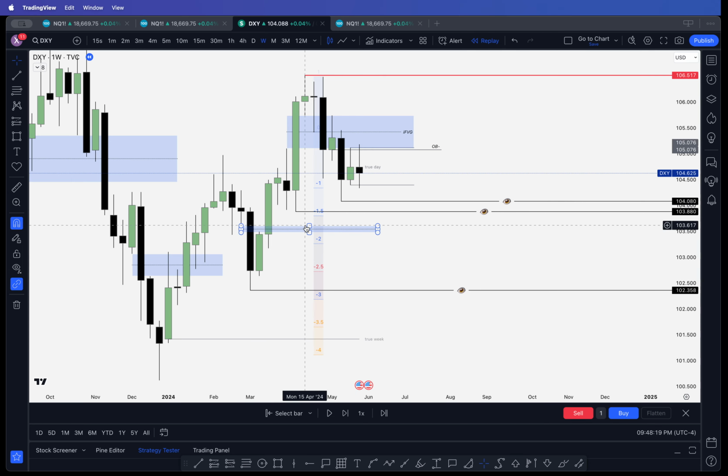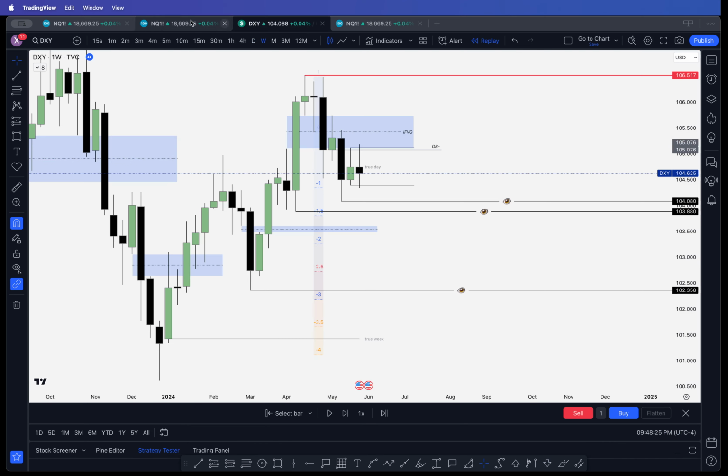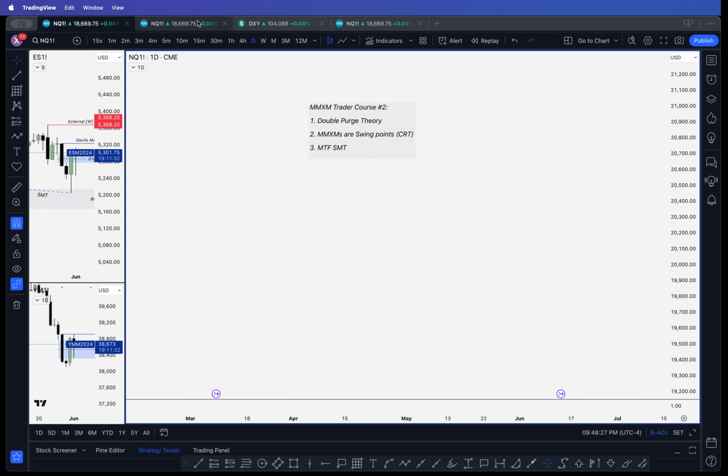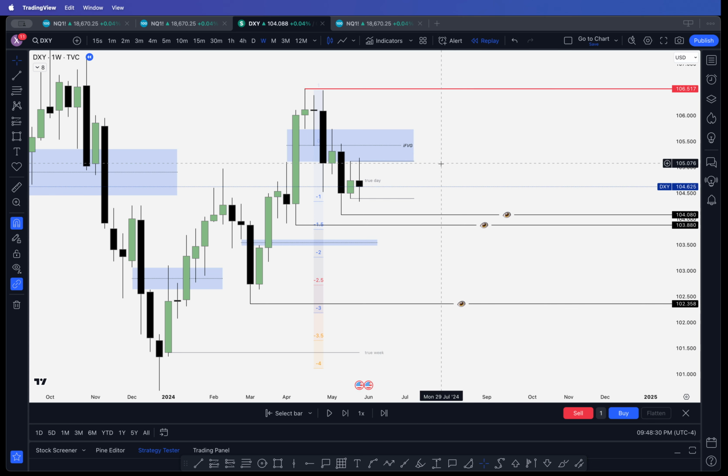Nice. So with the expectation that we just had of a double purge theory, what do you think is realistic to expect to be taken first? The buy stops or the sell stops? Let me get rid of the lipstick. If we're going down, technically the buy stops.